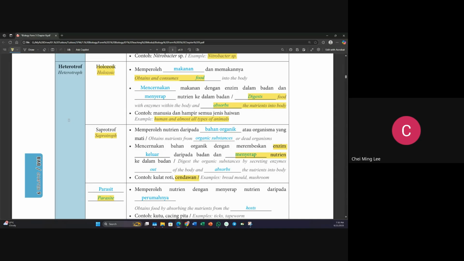Saprotrophs obtain nutrients from organic substances or dead organisms. Mushroom, I think, is under saprotroph. Normally, they digest the organic substance by secreting enzymes out of the body and then absorb the nutrients, like bread mold and mushroom. Then parasites absorb nutrients from the host, like ticks and tapeworms. You understand?